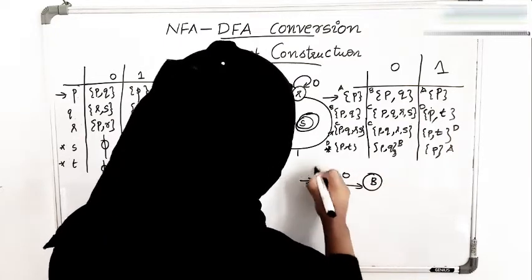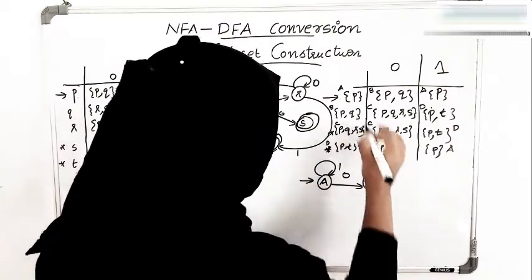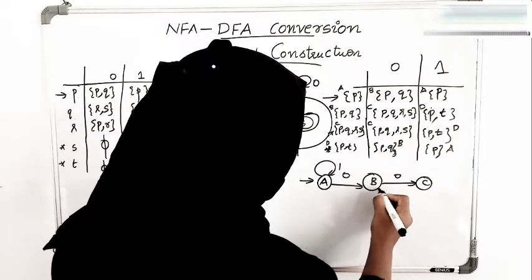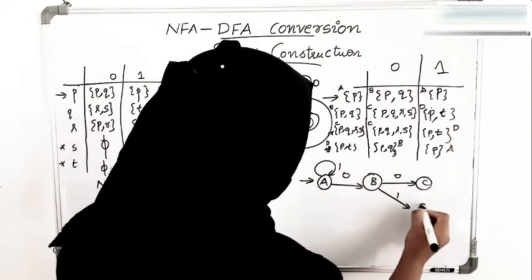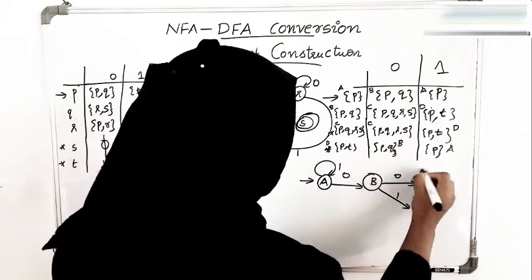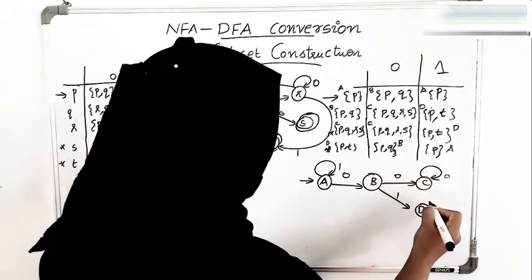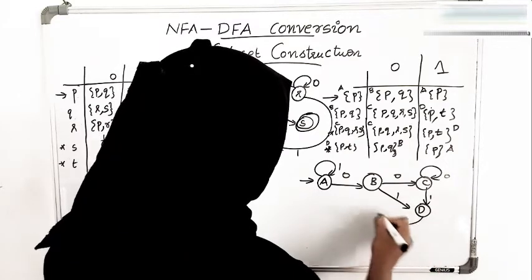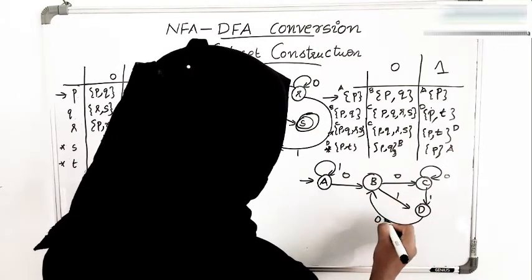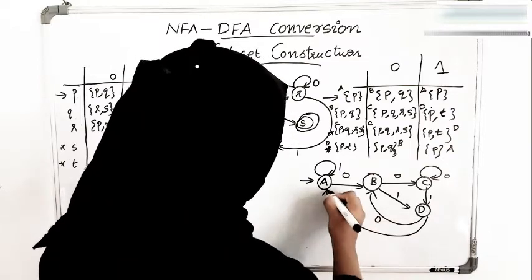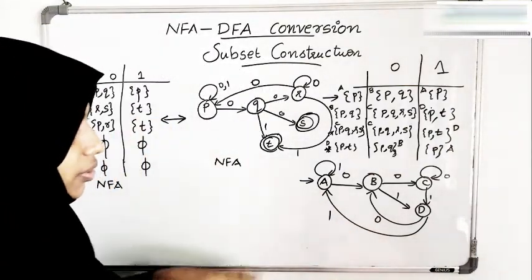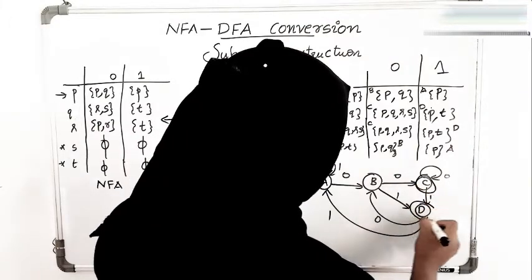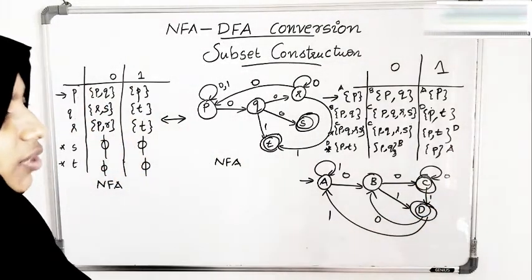A on 1 gives you A itself. Now B on 0 gives you C. Now B on 1 gives you D. Now C on 0 gives you C itself. C on 1 gives you D. D on 0 gives you B. D on 1 gives you A. Okay. So this is the resultant transition diagram. C and D being the final states, we will mark them by double circles. Now this is the transition diagram.